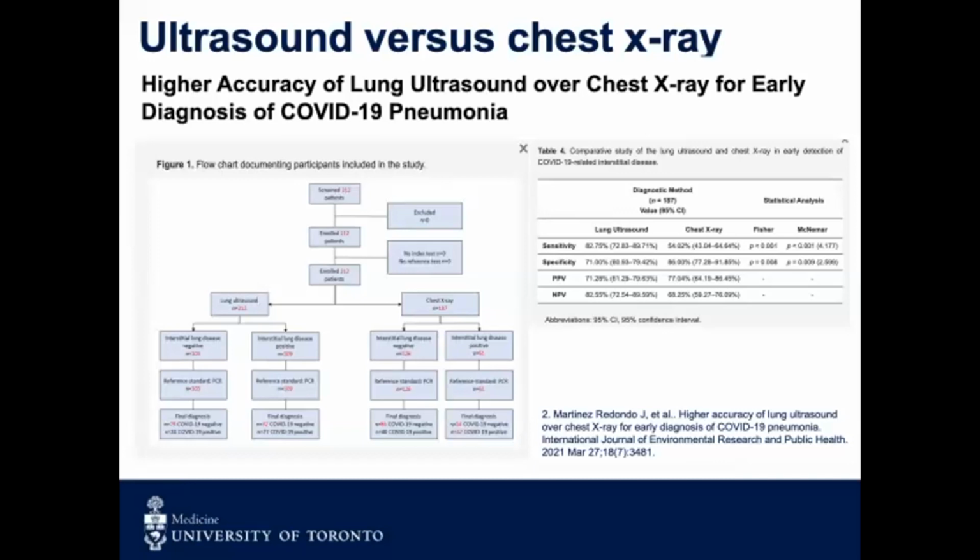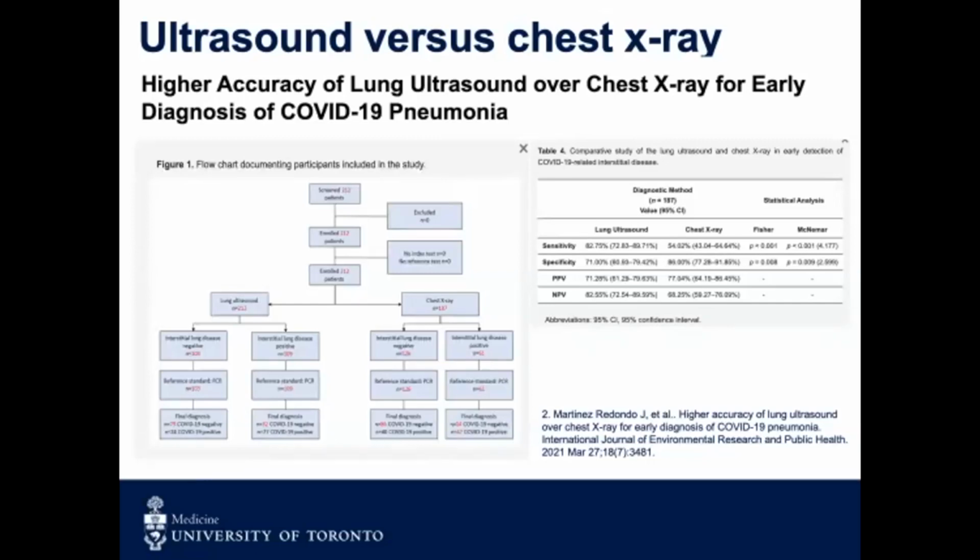212 patients underwent lung ultrasound, and a total of 187 of those also underwent chest x-ray. PCR was performed for all patients. And what they found was that the sensitivity for diagnosing COVID-19 with lung ultrasound was 83% versus chest x-ray was 54%. When they looked at patients with severe COVID, so severe interstitial lung disease, lung ultrasound achieved 100% sensitivity. So again, we're seeing that same pattern where lung ultrasound is outperforming chest x-ray in sensitivity. The specificity is not statistically different.